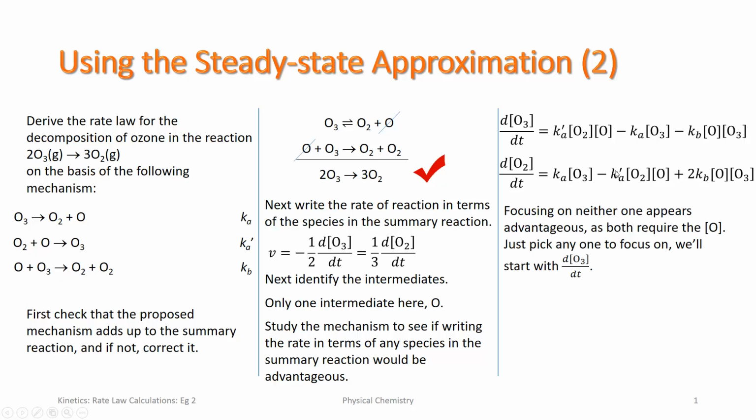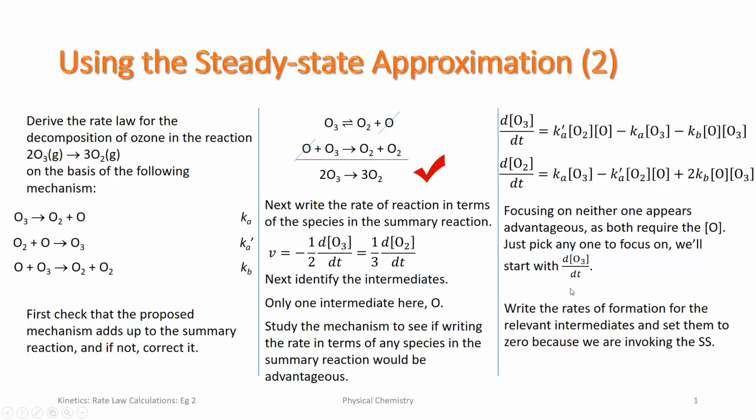Now we take a look, and we can see that both of them have 3 terms. Both of them involve the intermediate in 2 of those 3 terms. It doesn't look like there's any particular advantage choosing one over the other. So we just begin with ozone to start with.